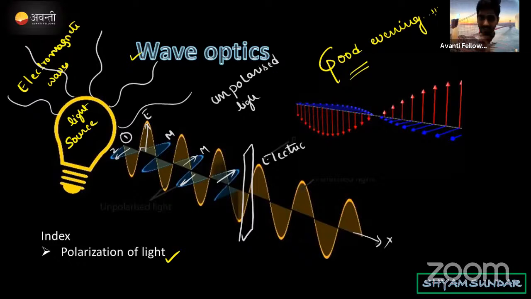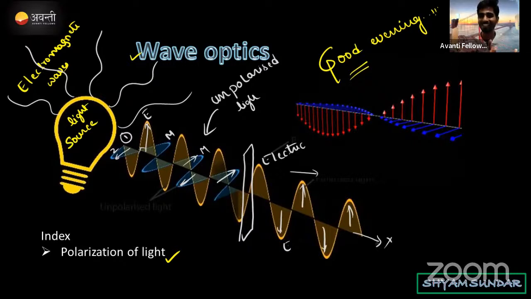The simple difference is that here both the combination of electric and magnetic field are random in direction. That's why we call this unpolarized light. Here only the electric field is coming out after some process. I will tell you what the process is. Only electric fields are present here. Dekho, like this.